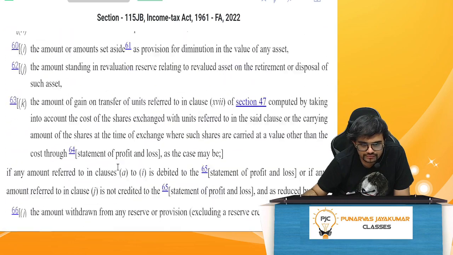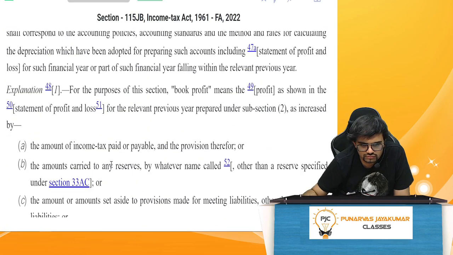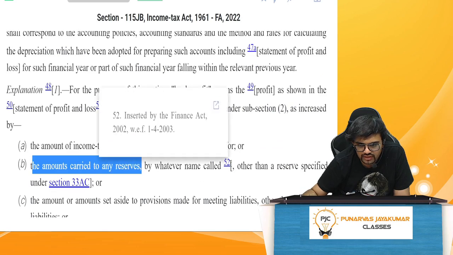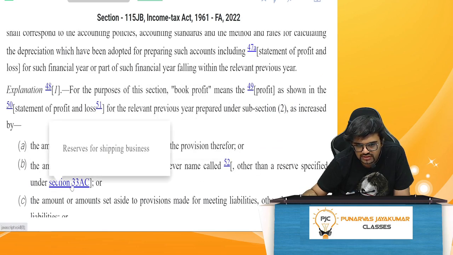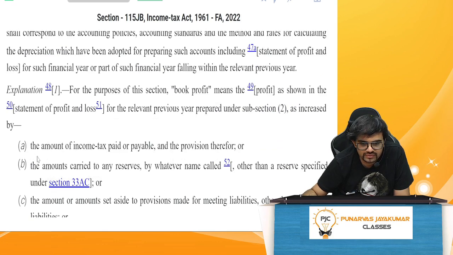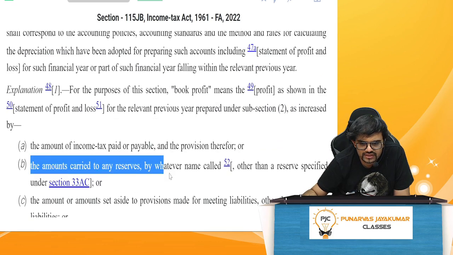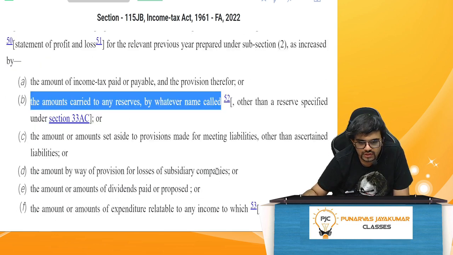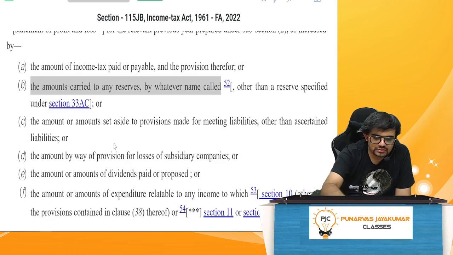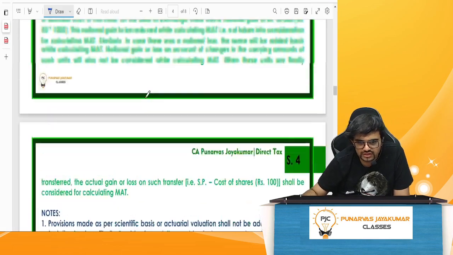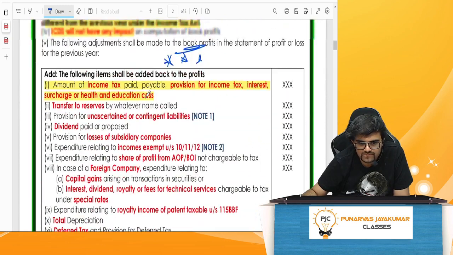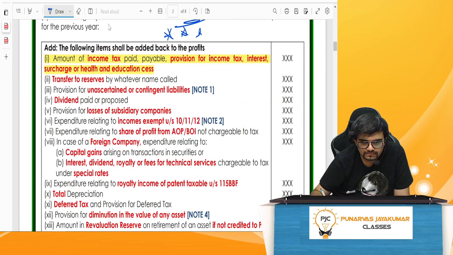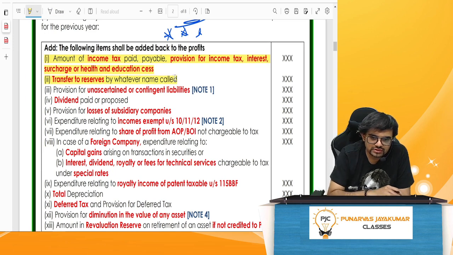Next, B. Amount carried to any reserve by whatever name called, other than reserve for shipping business. Apart from shipping business, any amount carried to any reserves by whatever name called should also be added back. That also should be added back. If you see here, transfer to reserves.